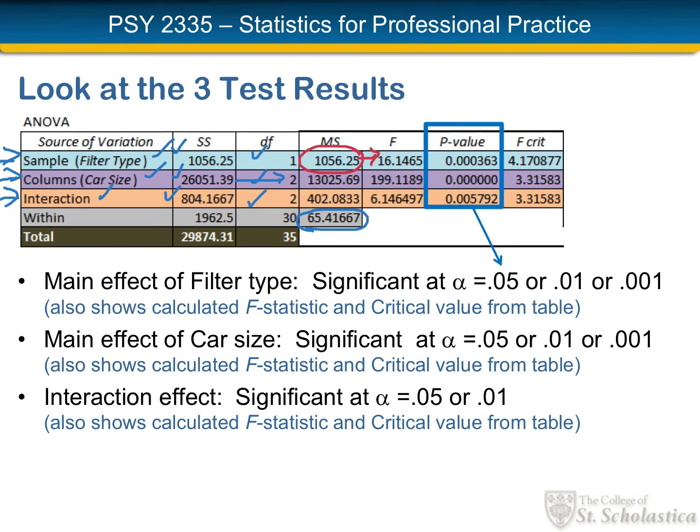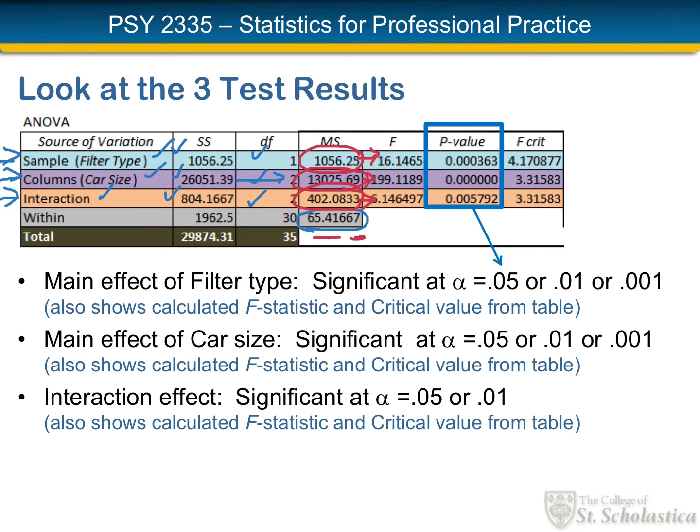The second one looks at car size, divides it by the same within squares mean square to get the second F statistic. And then my interaction takes the mean square for the interaction term and divides it yet again by the same denominator, the within sums of squares divided by its degrees of freedom, to produce its mean square. For each of these F statistics, Excel, or if you're working with Google Sheets, the Google Sheets produce the p-value, and the p-value is the way I decide whether something is significant.